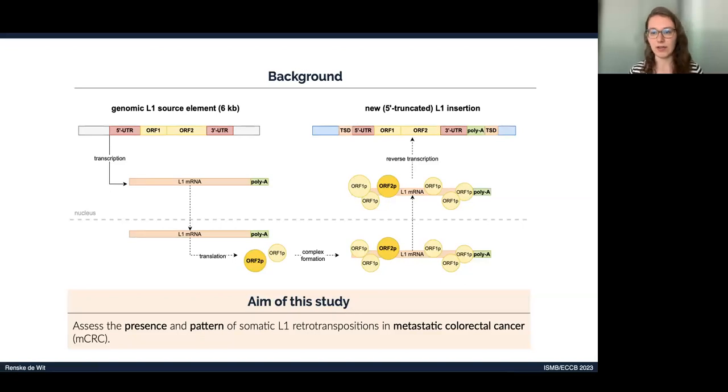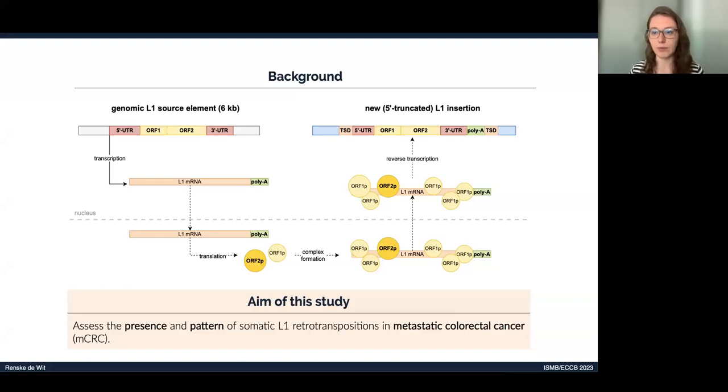And actually, 17% of our genome consists of copies of LINE-1 elements, but only 100 to 150 remain that are still retrotransposition competent. And normally in healthy somatic tissue, these elements are repressed. But what we observe in cancer is that they frequently become active, and their role in tumor development is not yet understood.